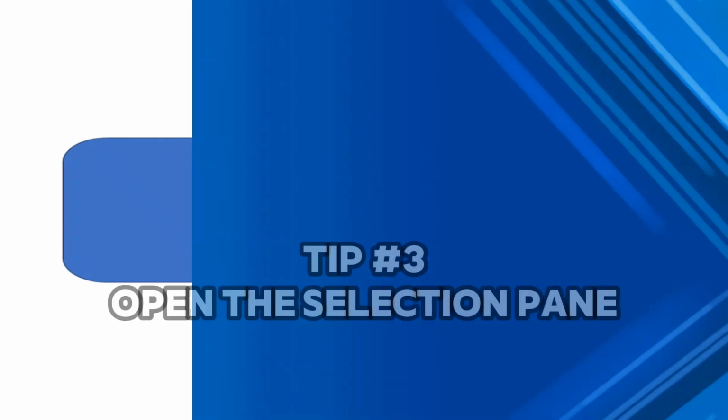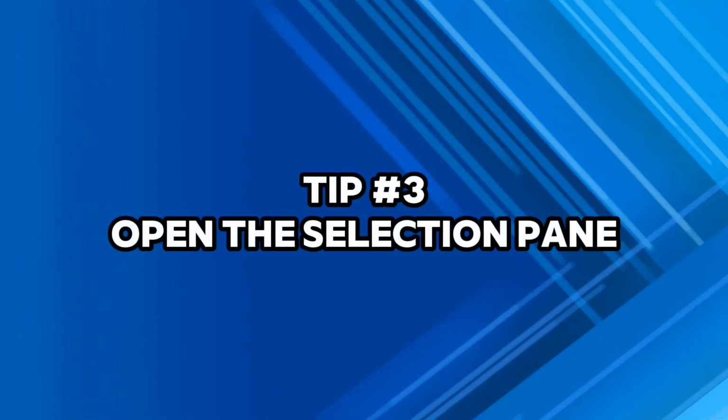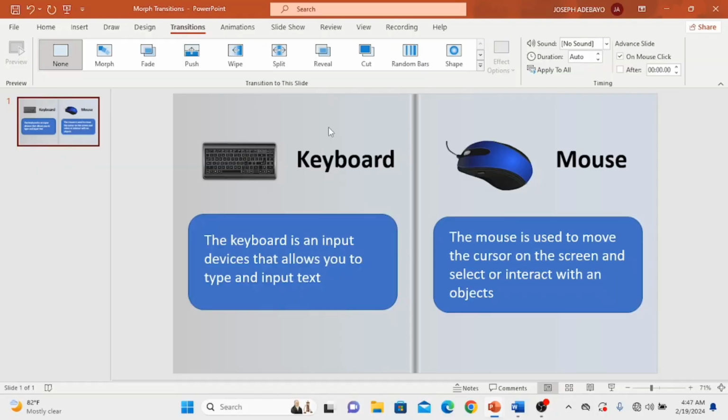Moving on, tip number 3, open the selection pane. Now, selection pane allows you to adjust your design by selecting the one you want to be at the top or at the bottom or at the right-hand side or left-hand side. Let's see how you can use selection pane in your PowerPoint designs.